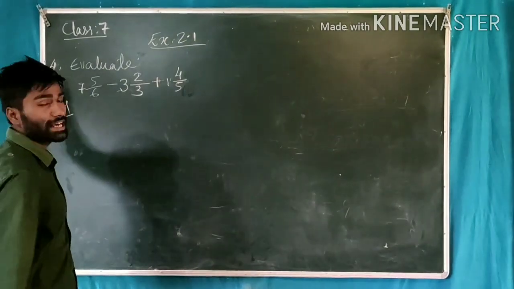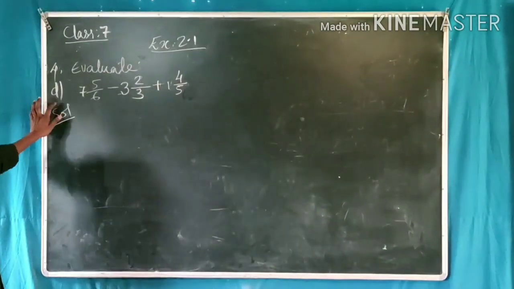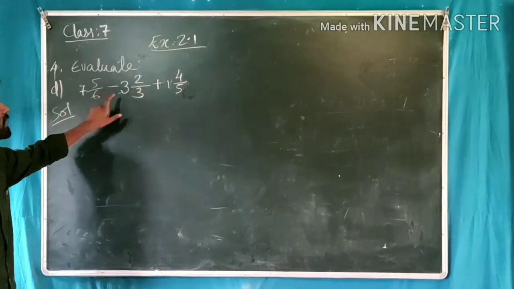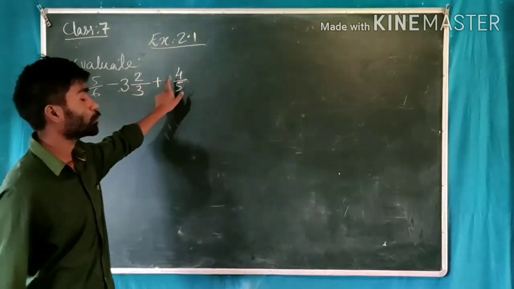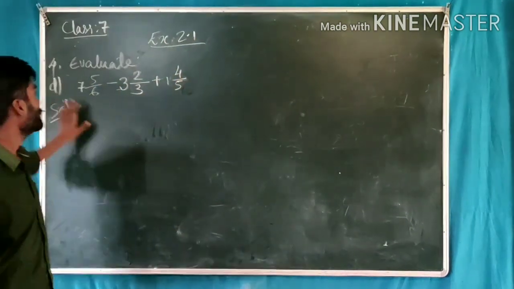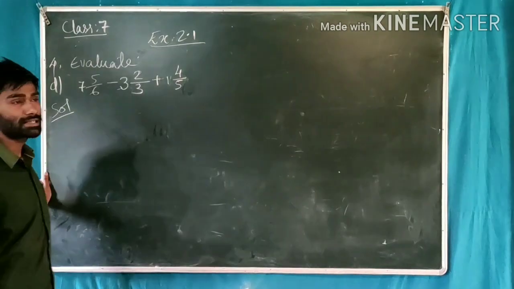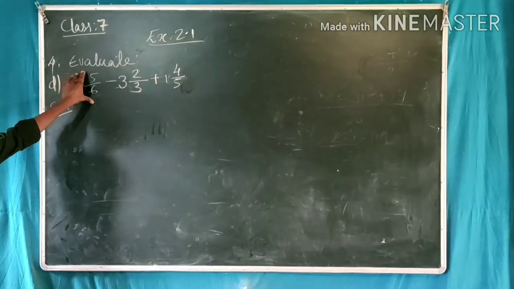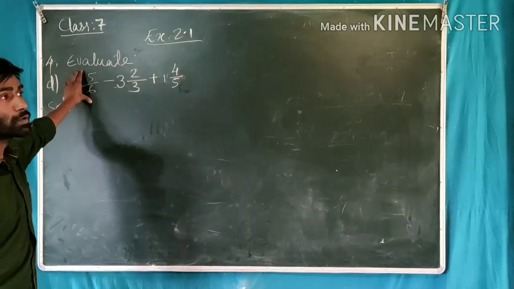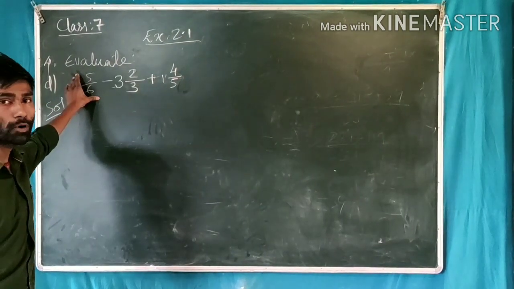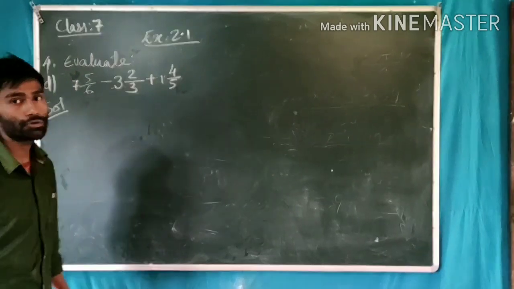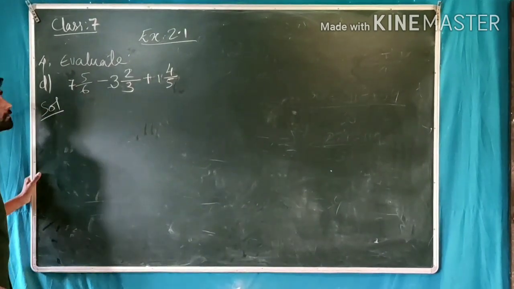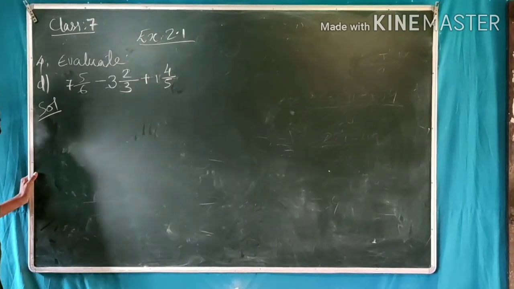So here, next number 4, D: 7 5 by 6 minus 3 2 by 3 plus 1 4 by 5. Here we are asked to evaluate. Evaluate means the same as simplify. So here it is given as mixed fractions. So first we are going to convert these mixed fractions into improper fractions and then we are going to solve it.